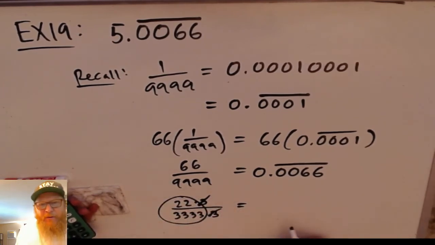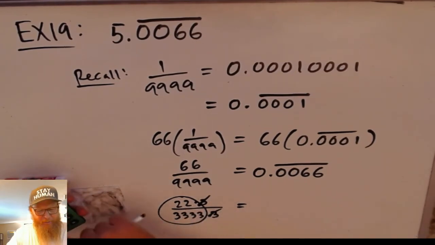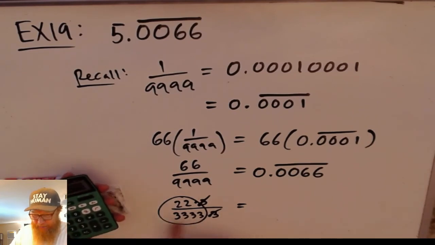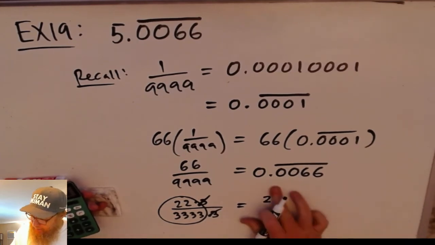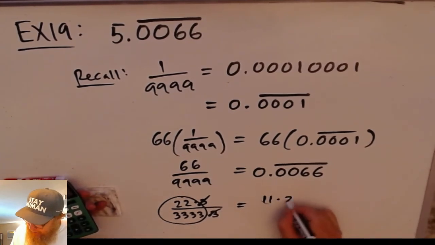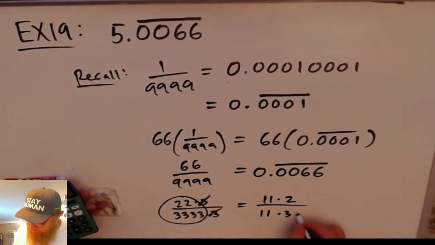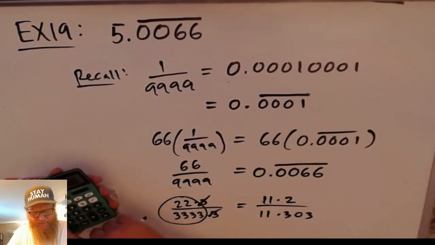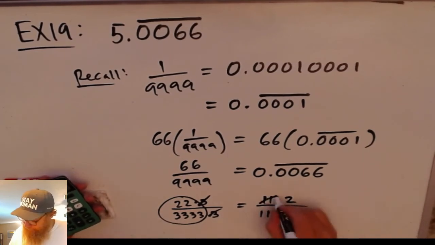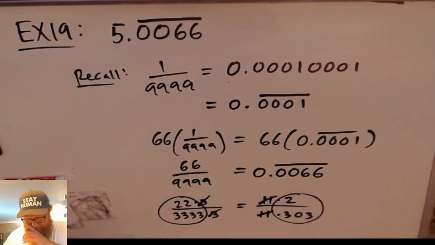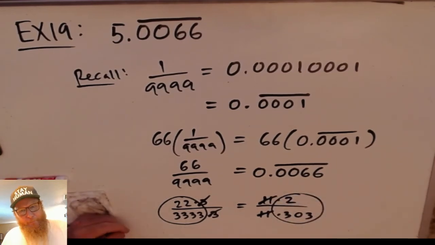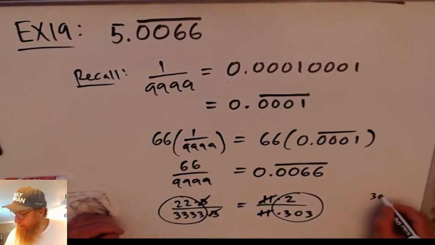22 over 3,333. I don't think that those are both divisible by 11. You could try 3,333 divided by 11. Oh, it is. Yep. So that's 11 times 2 and 11 times 303. That's neat. I wasn't expecting that. Yeah, I guess that makes sense. 303 times 11 is 3,333. You ever know the 11 trick?